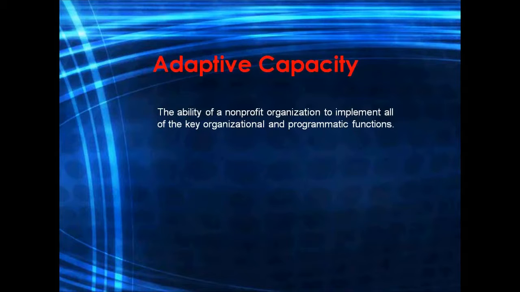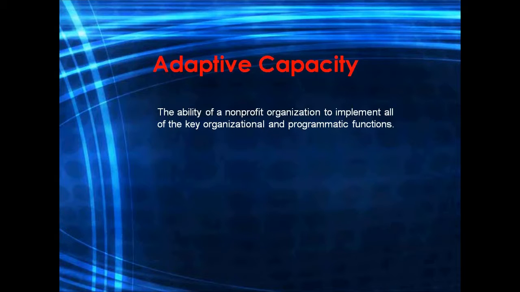And finally, a nonprofit organization has to have the ability to implement all of the key organizational and programmatic functions. So this is under adaptive capacity because, again, these implementations are required regardless of the changes that occur.